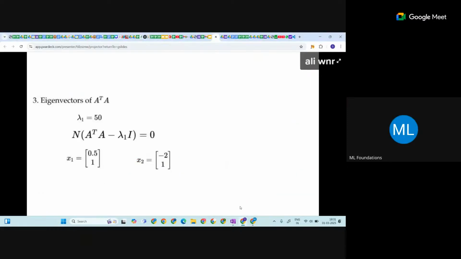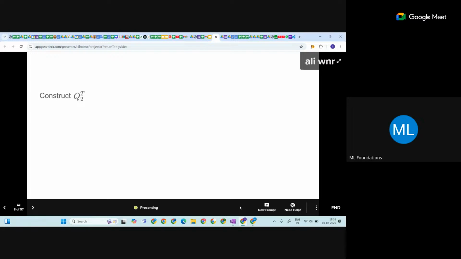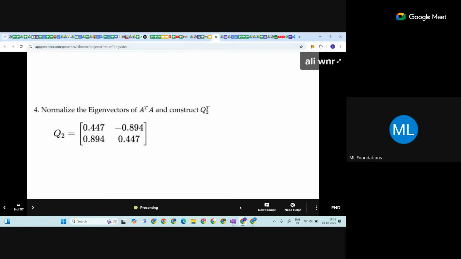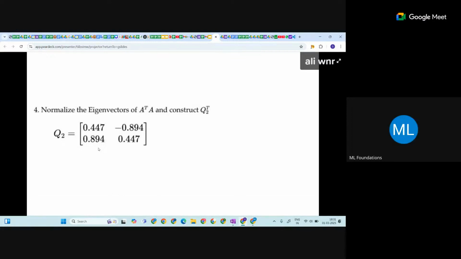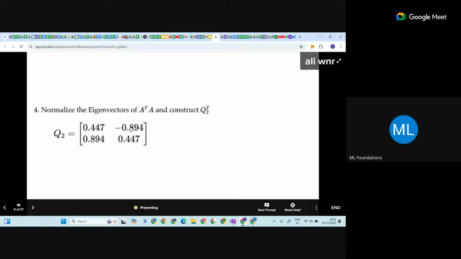So this is the thing. Now if we construct Q2, Q2 is going to be this one. Just normalize it and fill it in, then Q2. Now we have to find Q1. So how to calculate Q2? Q2 is just writing the vectors column-wise. This is the first eigenvector, this is the second eigenvector. You already said -2 and 1. Normalize it, and this is what you will get.